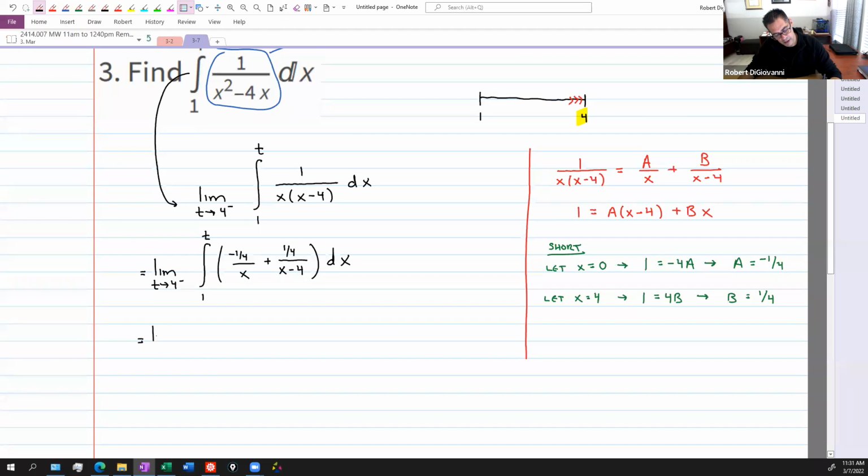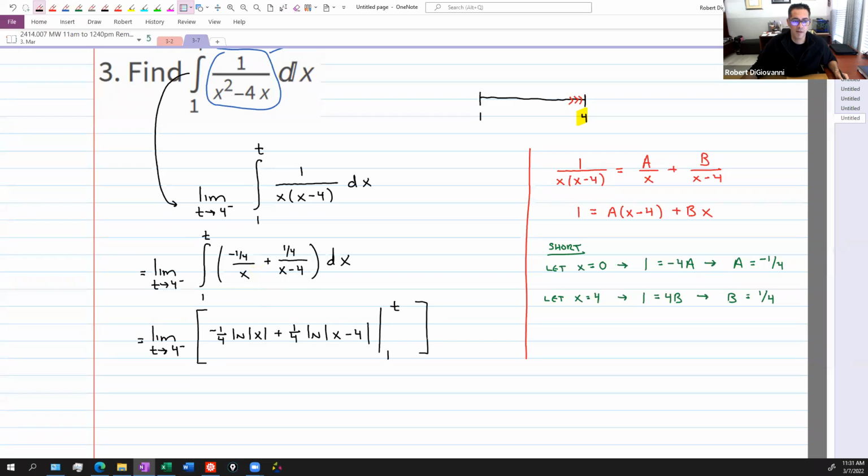So antiderivative time. The antiderivative of this should be negative 1/4 natural log of the absolute value of x plus positive 1/4 natural log of the absolute value of x minus 4. Evaluating that from 1 to t. Questions there? No, we're all right with this?